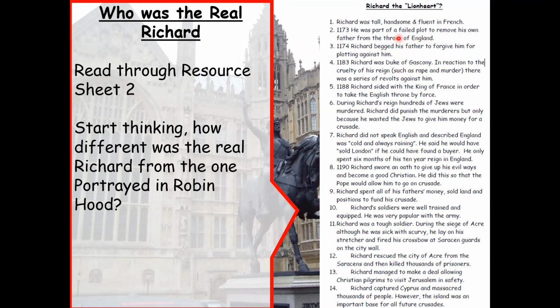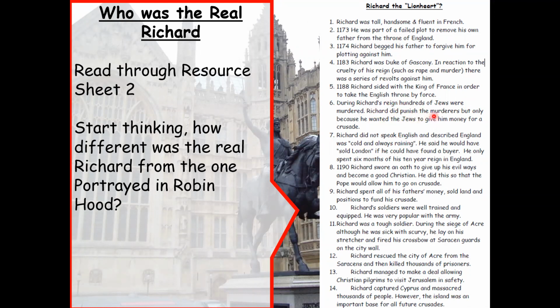He was part of a failed plot to remove his own father, and begged his father to forgive him. He was Duke of Gascony. In reaction to the cruelty of his reign, there was a series of revolts. He sided with the King of France to take the English throne by force.